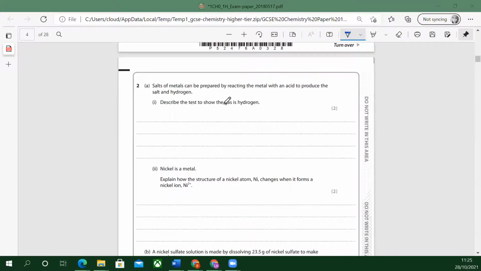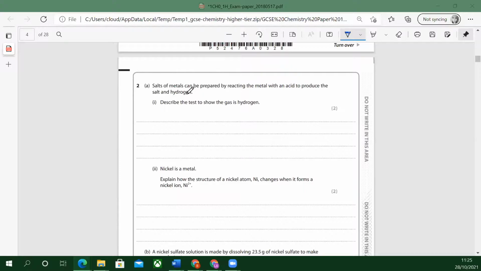Okay, so number two, salts of metals can be prepared by reacting the metal with an acid to produce the salt and hydrogen. So remember, salt isn't just what you put on chips and things. A salt is a chloride, okay, or an oxide of a metal. Okay, so salts of metals, because there's a metal and a non-metal bonded as a salt, can be prepared by reacting the metal with an acid to produce the salt and hydrogen. Okay, that's what we're told first of all.